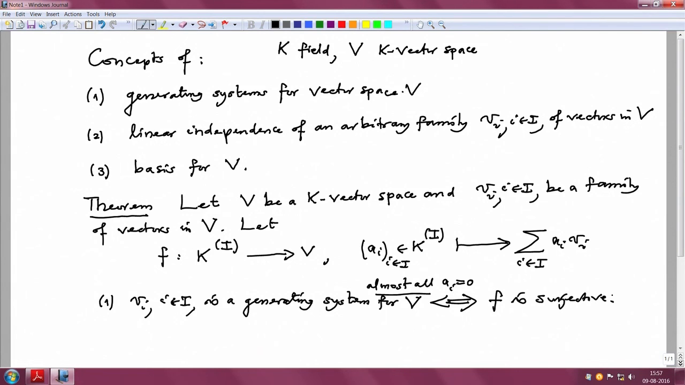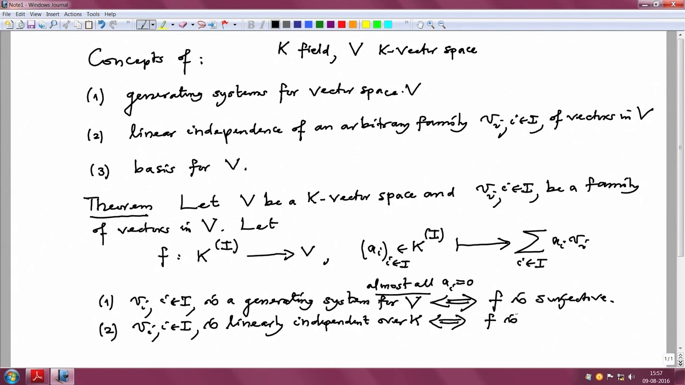This is simply a restatement of the definition of a generating system, because surjectivity means every element x in V is coming from some tuple. That means every element x has a representation as a linear combination of the Vs. Second, the family Vi is linearly independent over K if and only if F is injective.